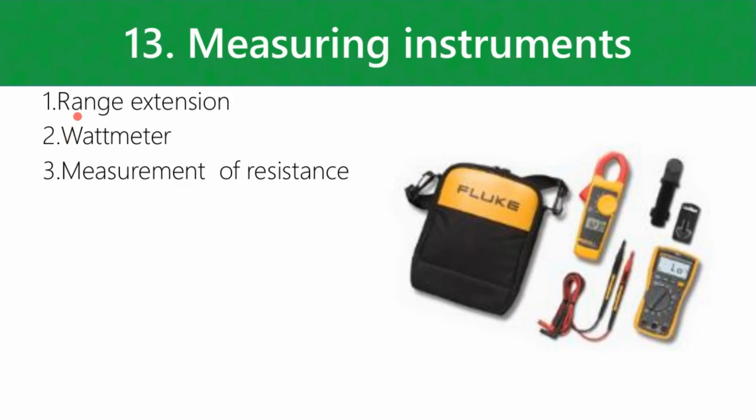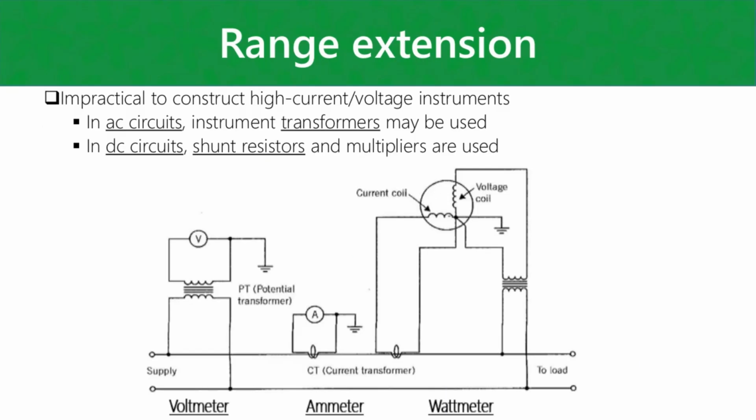So range extension is basically how we're going to implement our measuring instruments as voltmeters or current meters. We'll take a look at why we do that, because there is a specific reason. We'll get into it in a moment. Then we can also take a look at how we can implement a wattmeter and how we do measurement of resistance as well. There's actually two methods of resistance measurement that we'll take a look at. Okay.